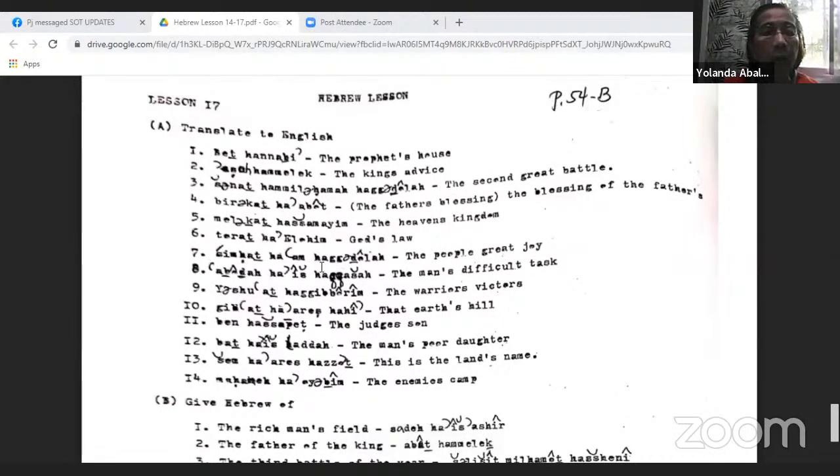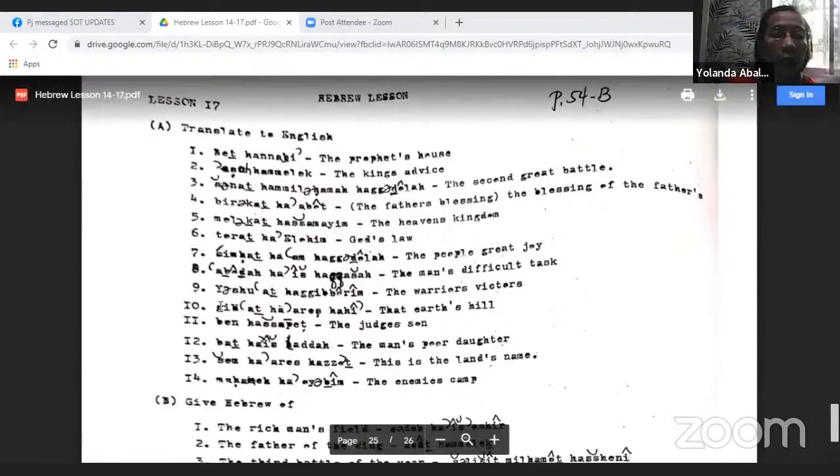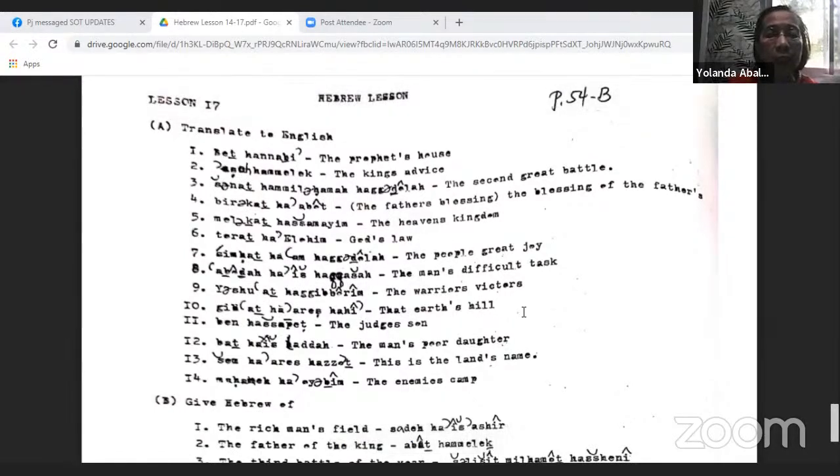Semkat Ha'am Hagdullah, the people's great joy. Abodah Ha'in Hakasha, the man's difficult task. Yeshuat Hagebrim, the warriors' victors. Gimat Haaretz Hahi, the earth's hill. Ben Hashopet, the judge's son.